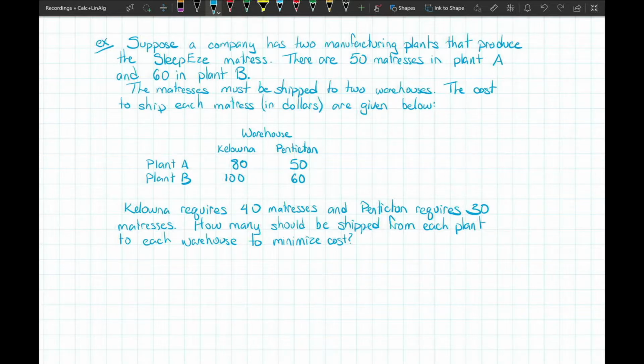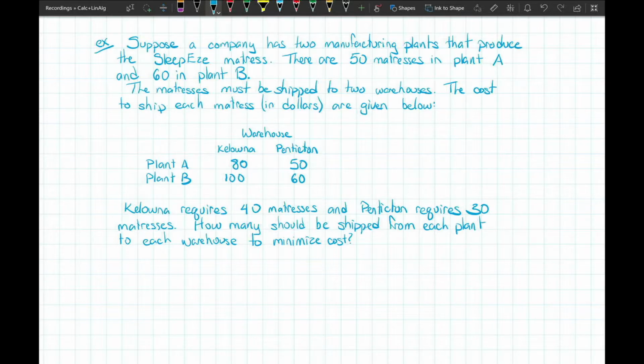We have a table here. Plant A to Kelowna is $80. Plant A to Penticton is only $50. Plant B to Kelowna is $100, and Plant B to Penticton is $60. So right away, you can see that we probably want to keep our costs down as much, and Plant A is a little bit cheaper. Now, Kelowna needs 40 mattresses, and Penticton needs 30. How many should be shipped from each plant to each warehouse in order to minimize the cost?